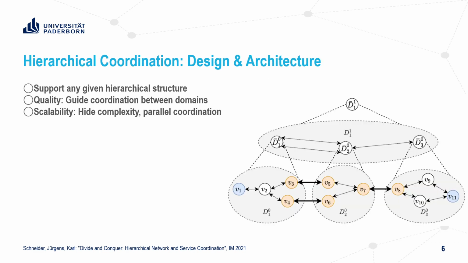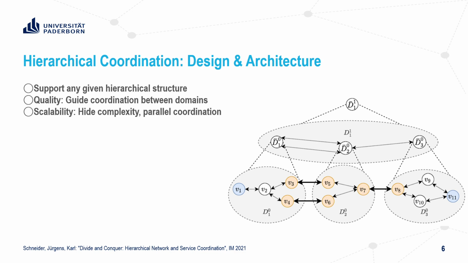So let's have a look at how our proposed hierarchical approach works. Start with the design and the design goals that we had in mind here. So first of all, we wanted to make sure that we can support any given hierarchical structure. So here we don't make the decision ourselves how to split the network into domains and hierarchies, but we assume that this is done a priori based on either node locality or based on business aspects. But we want to make sure that whatever the decision is, we can support it.